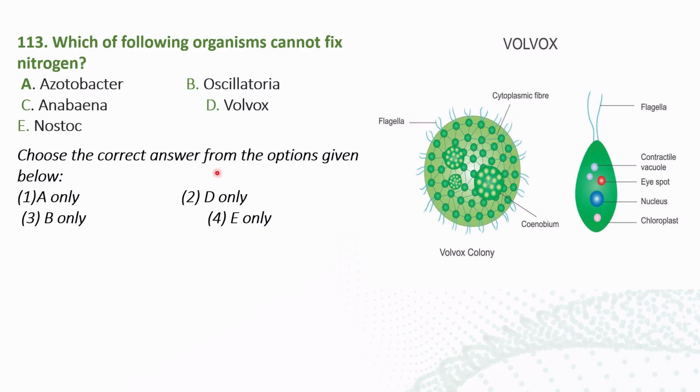Whereas Volvox is not a bacterium. It is an alga, a green colored alga. Here you can see the structure of the Volvox. There are two types shown: this is the Volvox colony and this is the single Volvox. Normally this green alga, Volvox, will not fix nitrogen.